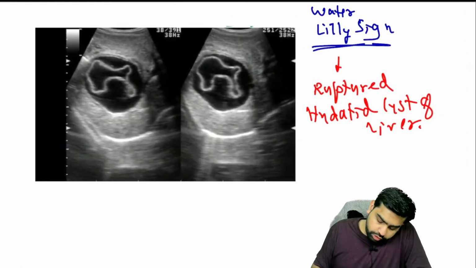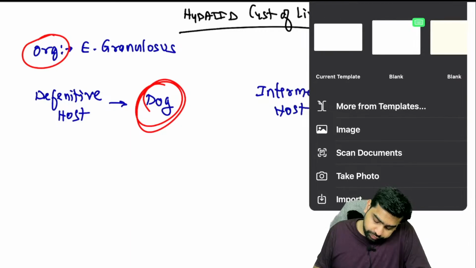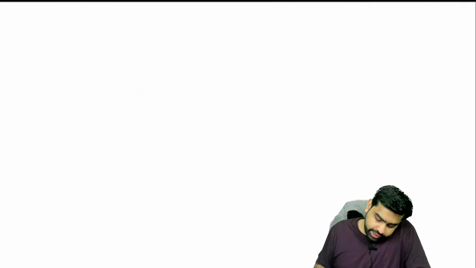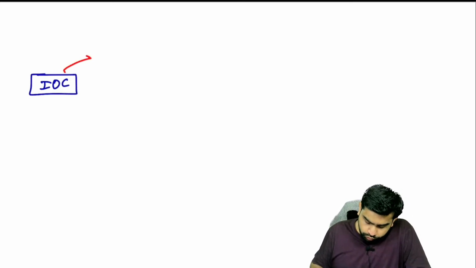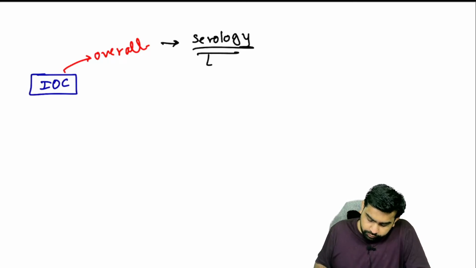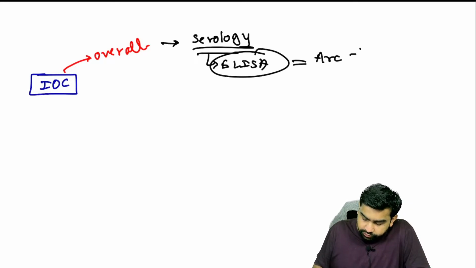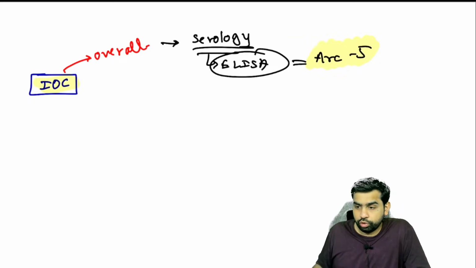Now if I ask you about the investigation of choice, how are you going to diagnose these particular things? So there are two things. Overall, the investigation of choice to diagnose this hydatid cyst of the liver is serology. In this, what you have to perform is an ELISA, and in the ELISA, what you basically get is a characteristic arc 5 appearance. Overall, the investigation of choice is your ELISA.